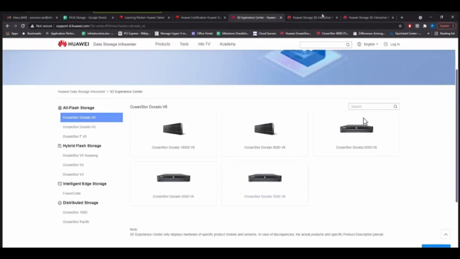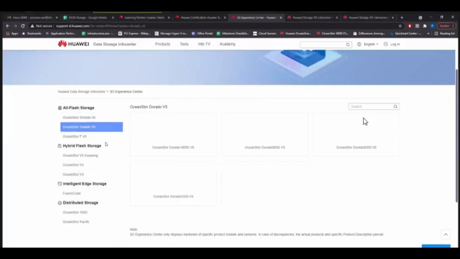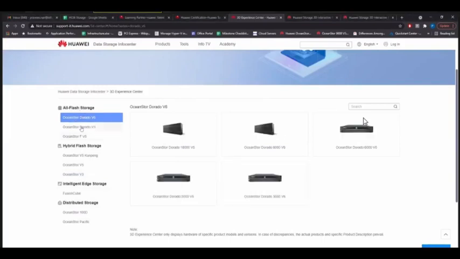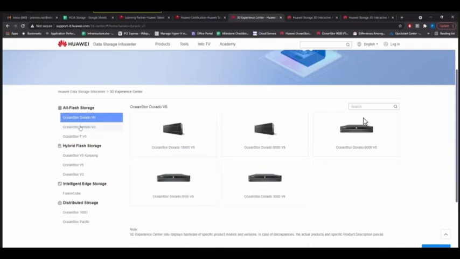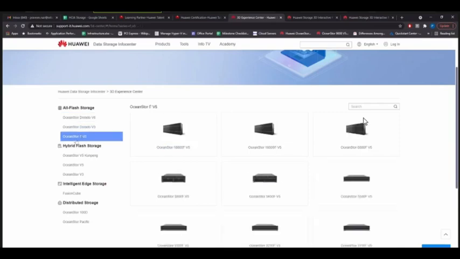Okay. How about the V3, V5, V6? V3, V5, V6, okay. So all flash storage, you have OceanStor Dorado V3 and V6, and you have all flash OceanStor F. So anything with F at the back will be flash, except for Dorado. Dorado by default is all flash storage, right? OceanStor F is the flash storage, right?